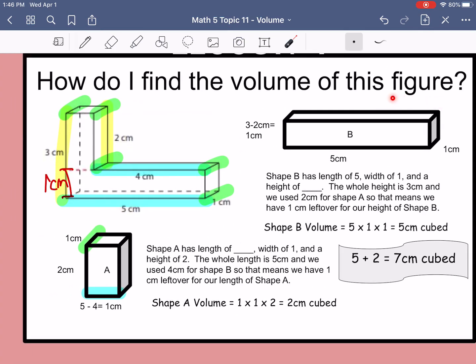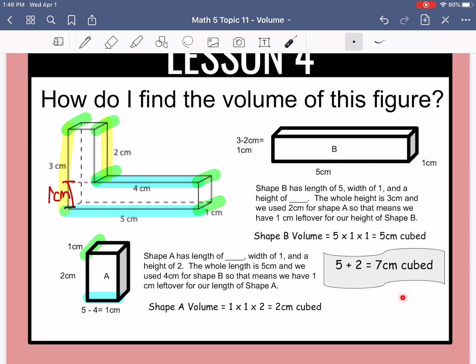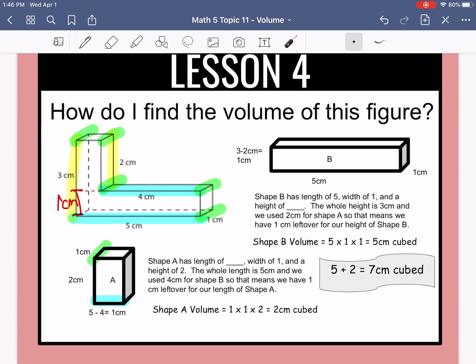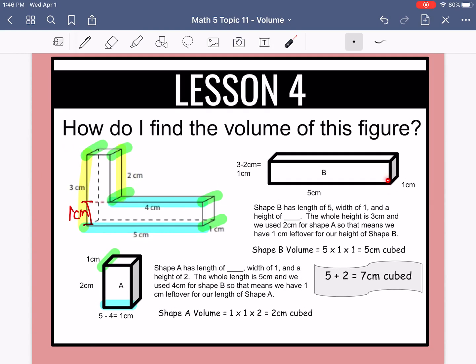So we have 5 centimeters cubed and 2 centimeters cubed. So this one's 5, this one's 2. When we put that together, we get 5 plus 2, which is 7 centimeters cubed. Okay, so did we know how to find the volume of this figure? No, we didn't. But by taking this apart and separating it into 2 separate pieces that we do know how to do, we were able to combine those and find the answer to this problem.